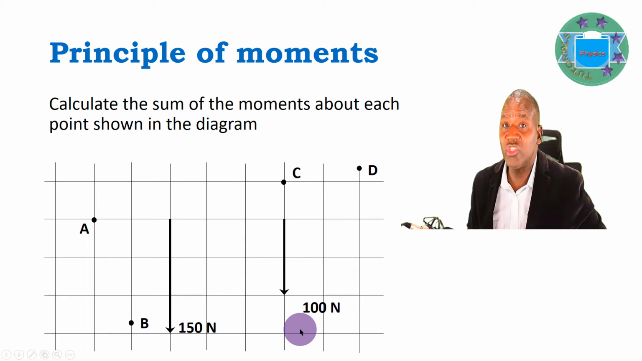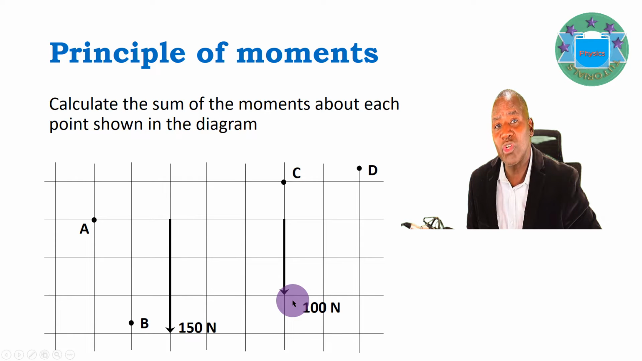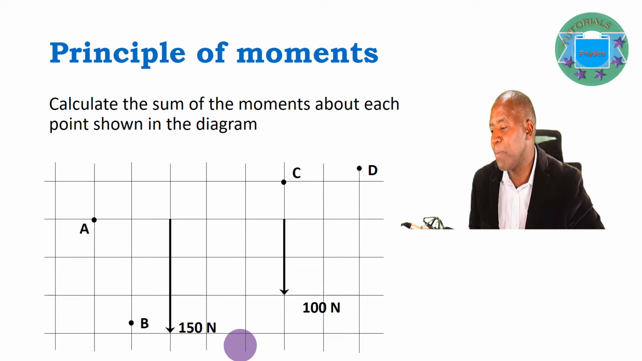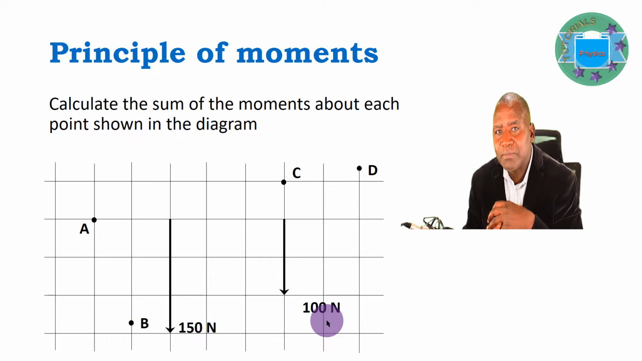How about if I change the point about which I'm taking moments? I take moments about point A. 1 meter times 150 newtons, I'm going to get 150 Newton meters clockwise. 4 meters times 100 newtons, I'm going to get 400 Newton meters clockwise. The sum of the clockwise moments about point B will be 150 Newton meters plus 400. I get 450 Newton meters clockwise.